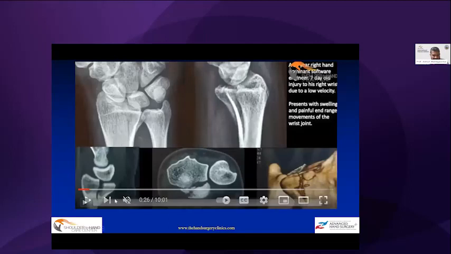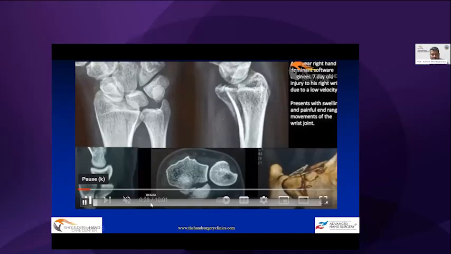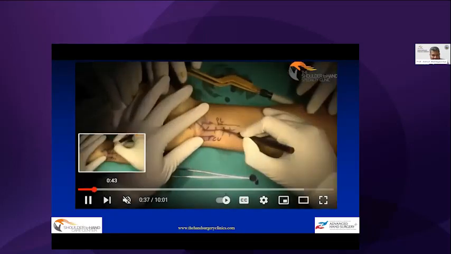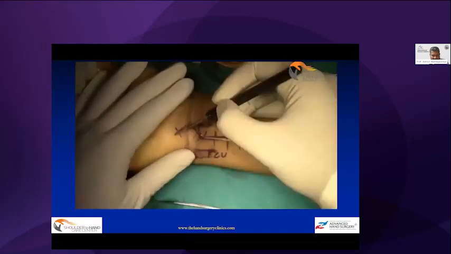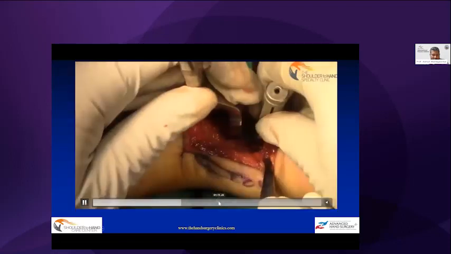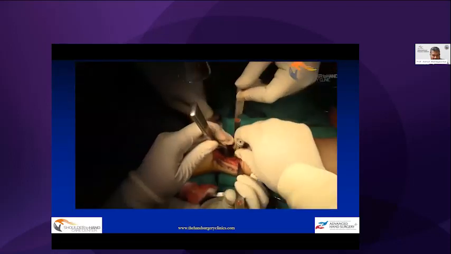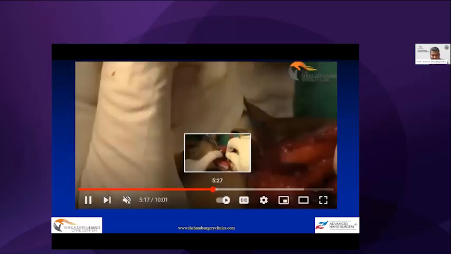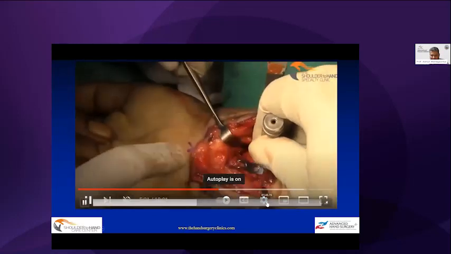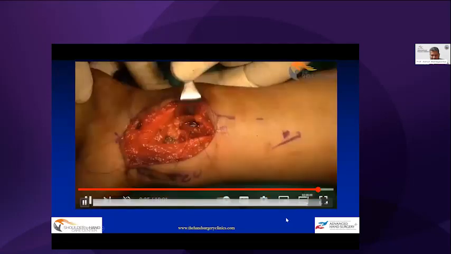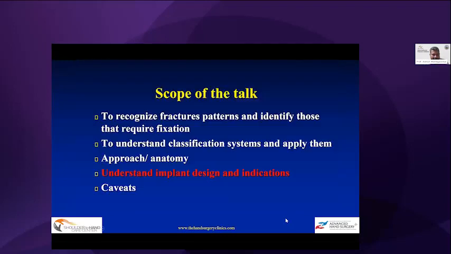Another approach is the volar ulnar approach, which is especially important for your tetrahedron variant or the volar ulnar corner. This is between the palmaris longus and the flexor carpi ulnaris. And in this particular approach, you just go between the ulnar neurovascular bundle and the palmaris longus, which is put out of harm's way. And then you can put in your plate and your implant to fix the tetrahedron variant. I'm just going to skip through this video in the interest of time.